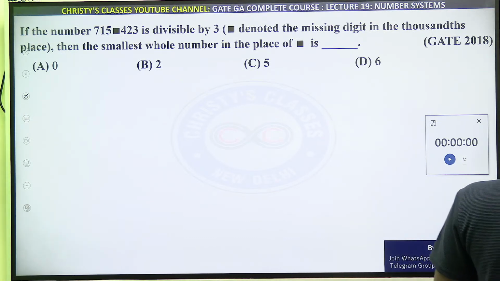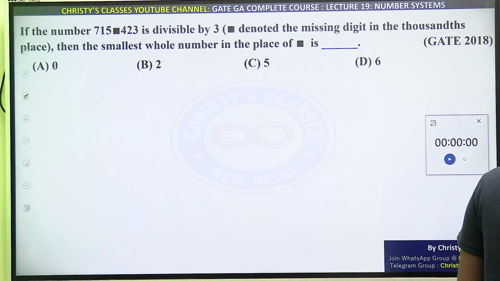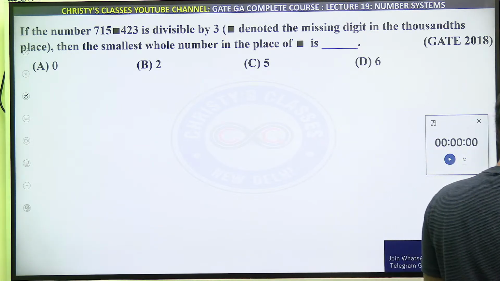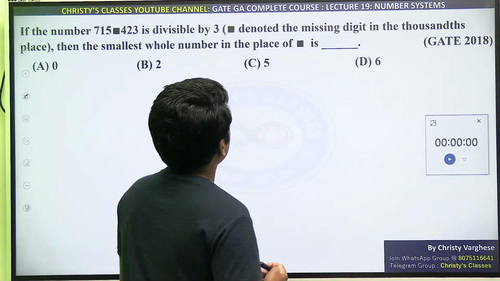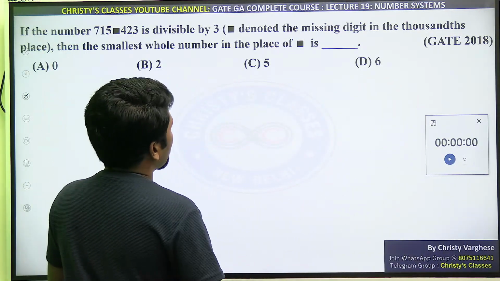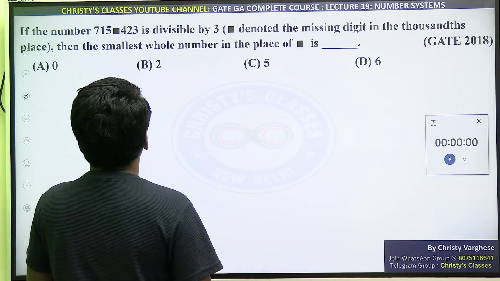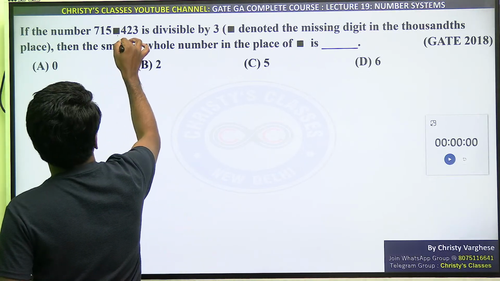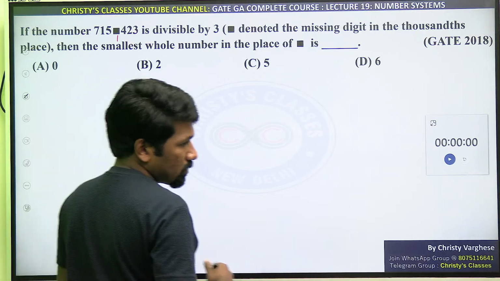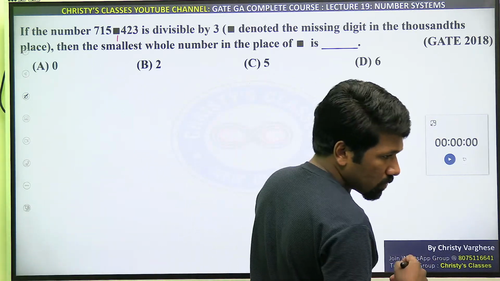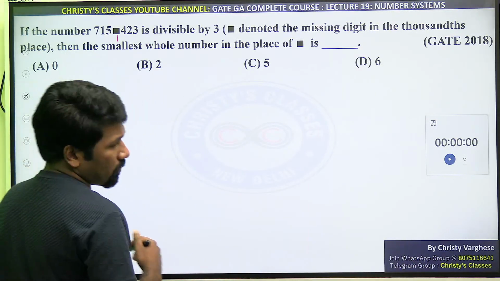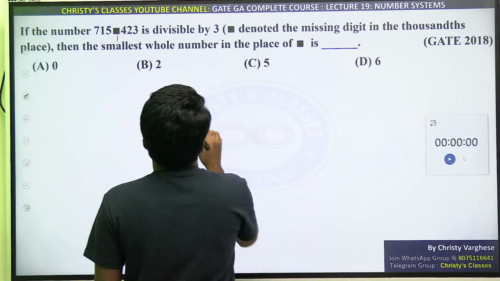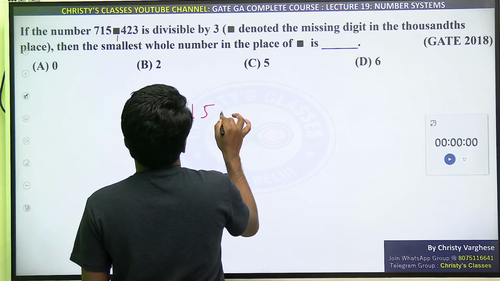So here, the number 715, there is a missing number, is divisible by 3. That missing digit is in the thousands place, the fourth place from the right. Then the smallest whole number in the place of that missing number. Missing number, if you consider x.